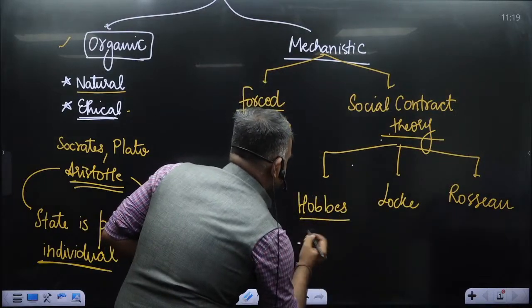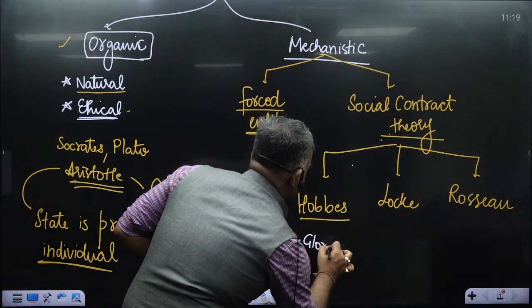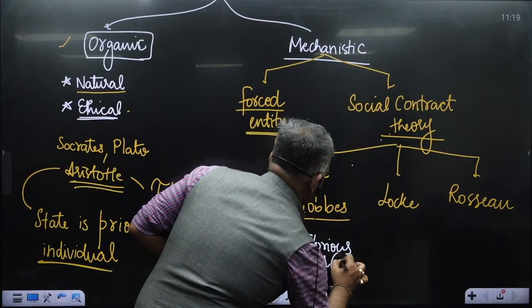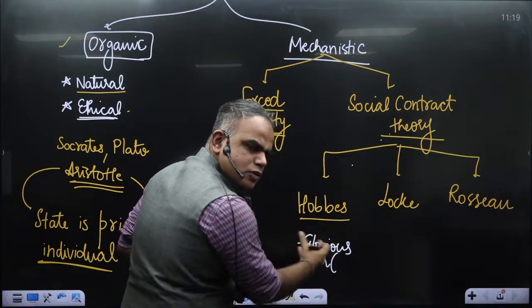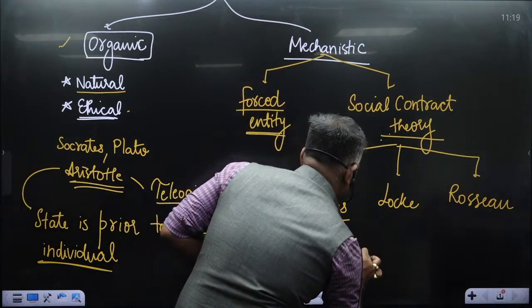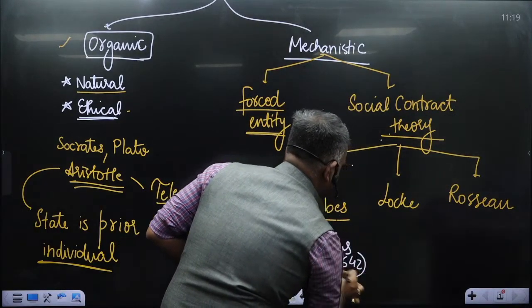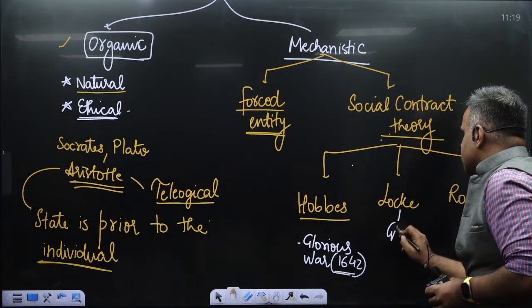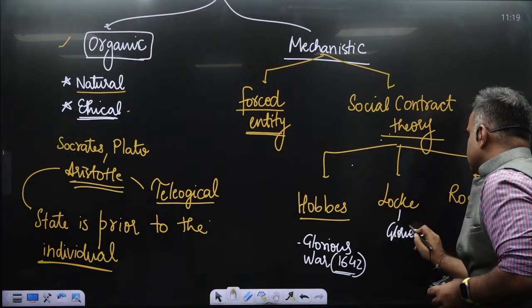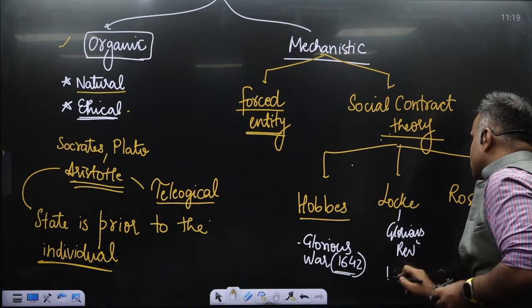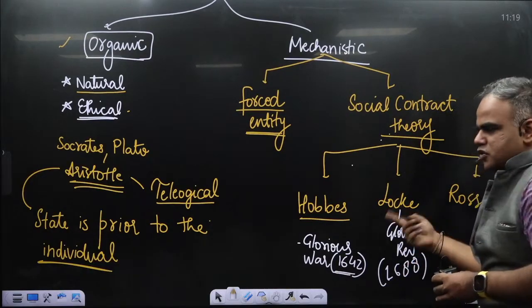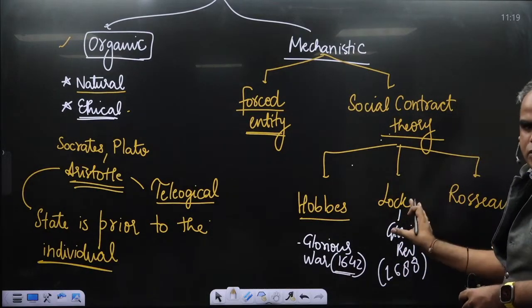For Hobbes, just remember there was a glorious, or there was a war, Spanish Armada around this time. I'm not remembering the exact year. You can check around 1642, something like that. Check the year once. Here there was a Glorious Revolution, just for context. This is around 1688. Again, just recalling it by memory. Please cross check the year once. It will be around this time.